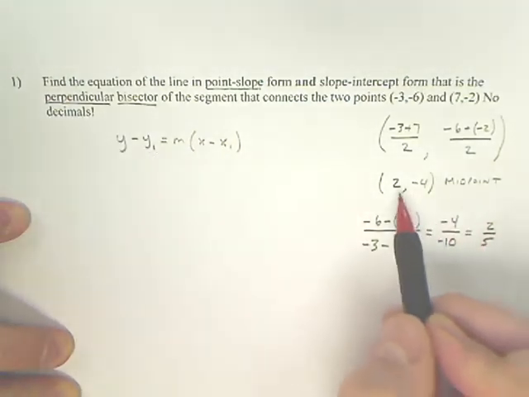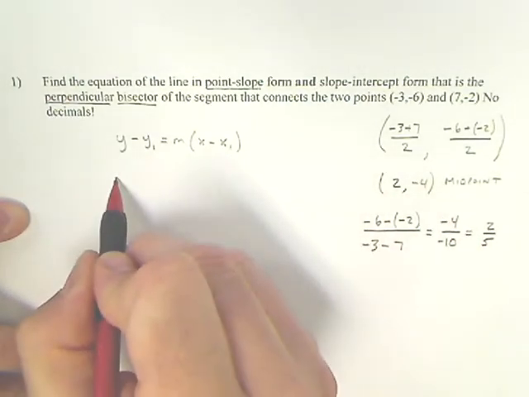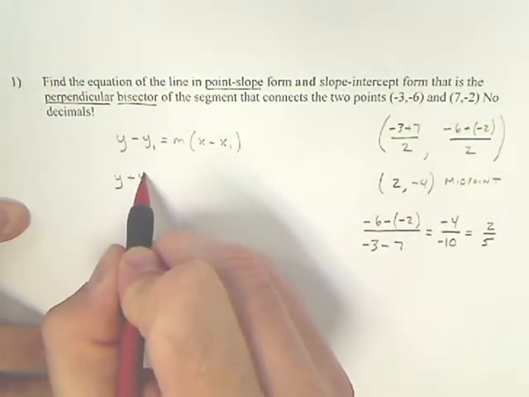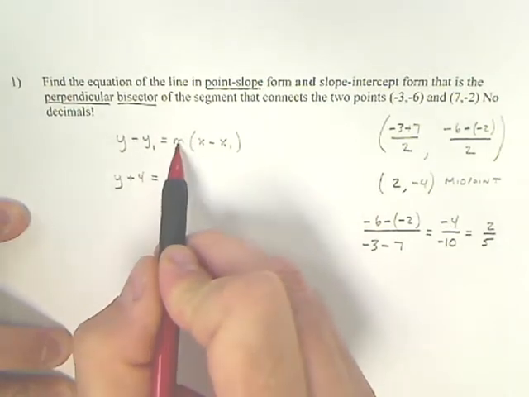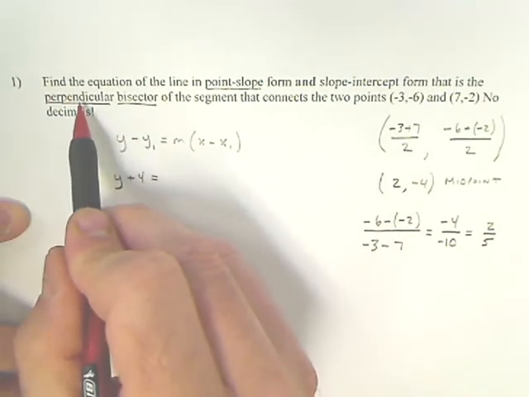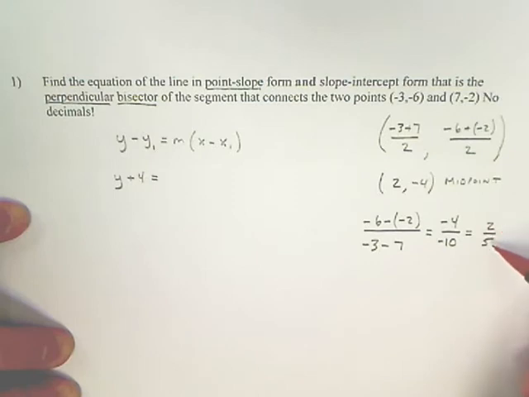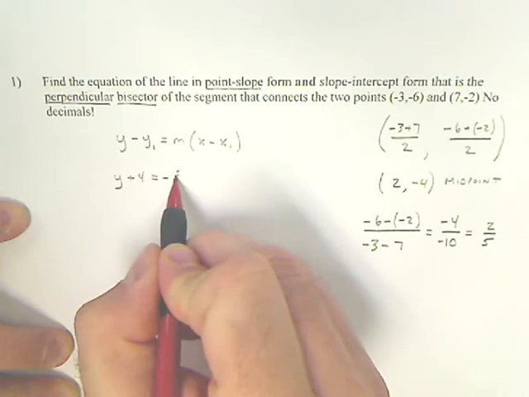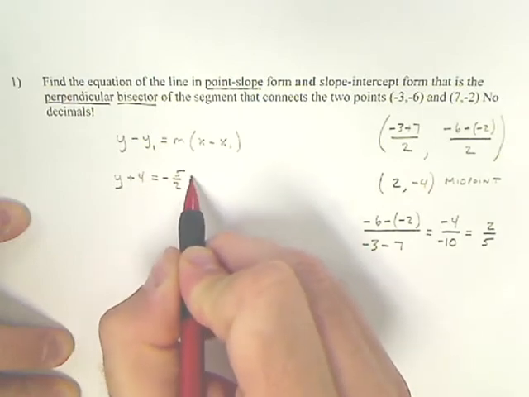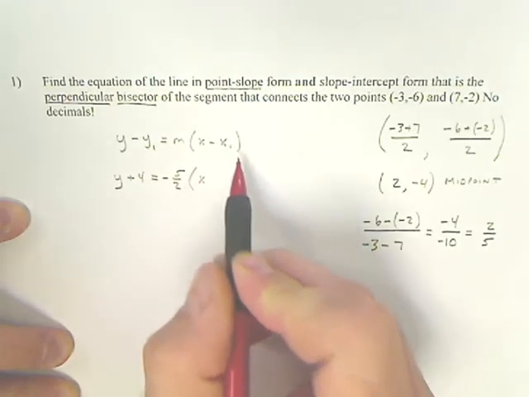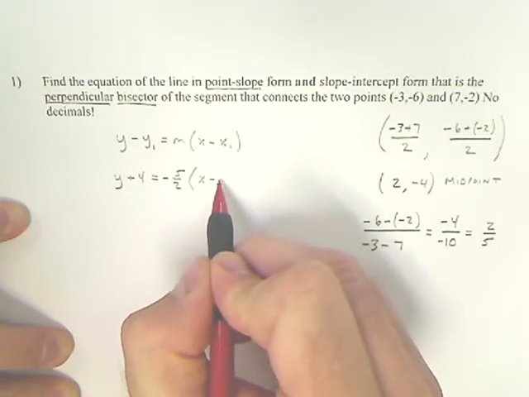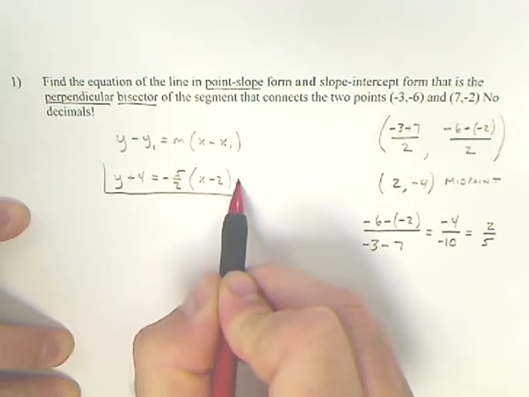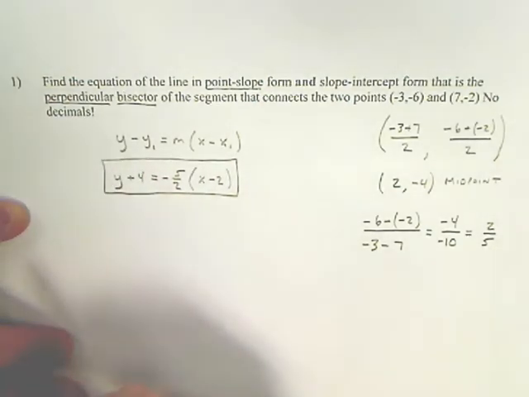x1 and y1 is our midpoint, so bringing those over, y minus -4 becomes y plus 4. The slope that we use, because of the word perpendicular, is the opposite reciprocal of this 2/5. So opposite would make it negative, reciprocal 5/2. The x value of our midpoint was this 2, and that concludes point slope form, which I'll box.